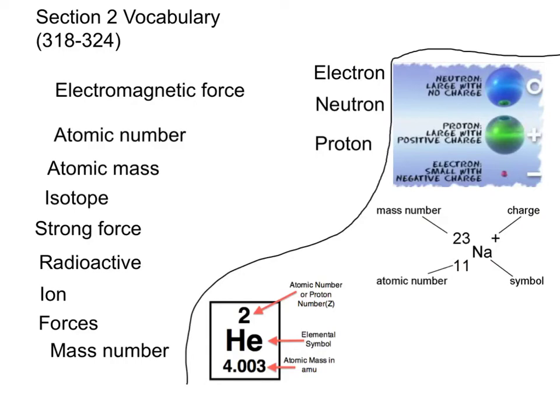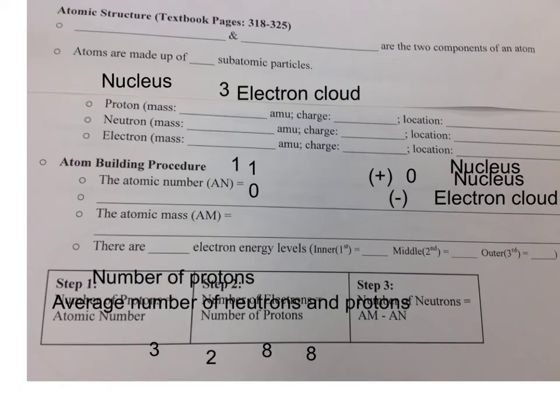This concludes this slide. I would now ask that you take out your Chemistry Unit 2 Foundation Worksheet, where we will be dealing with atomic structure from pages 318 through 325. I would encourage you to fill out this worksheet as completely as possible before I go through it. I will now go through the worksheet.